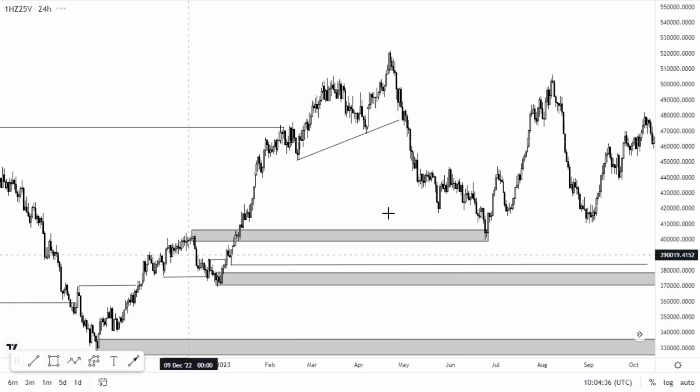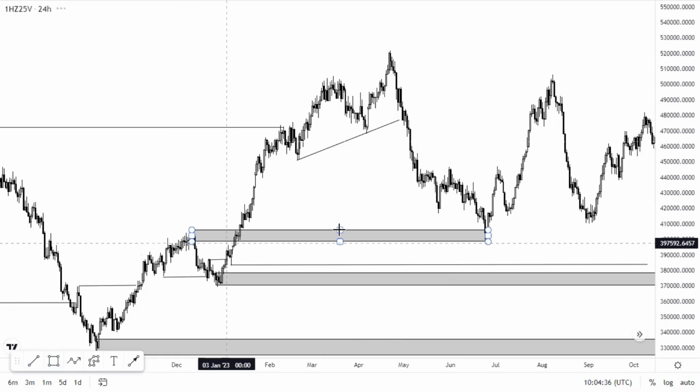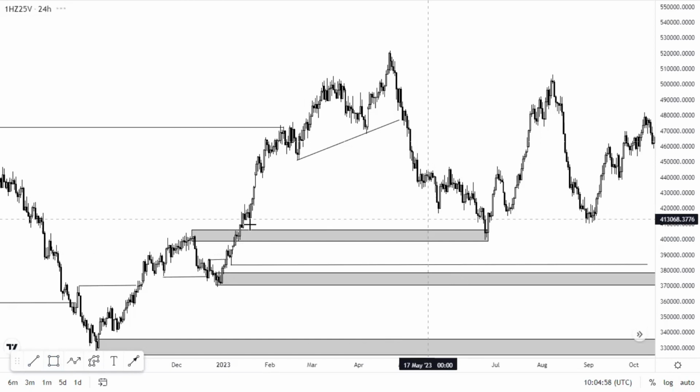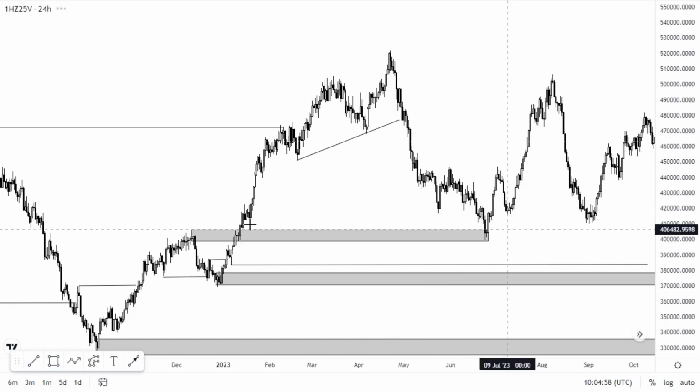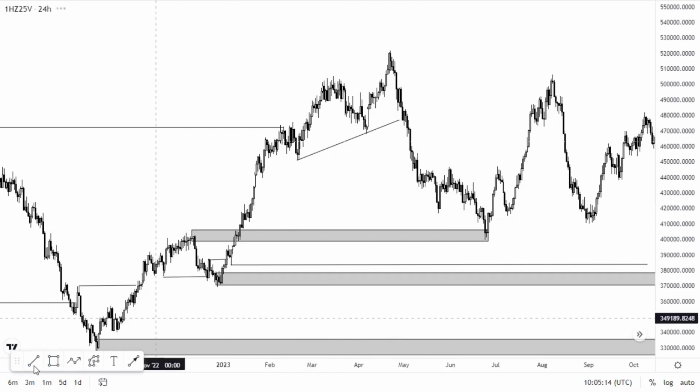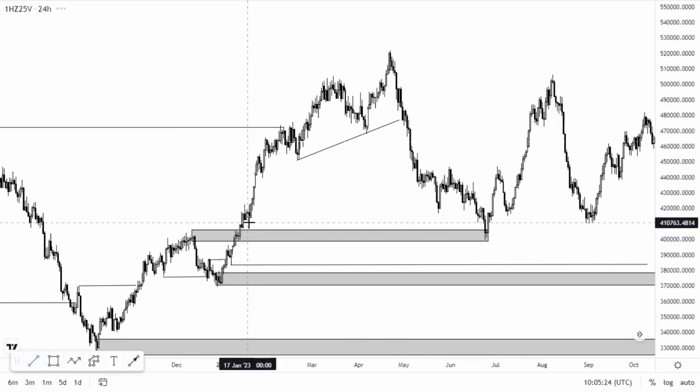So I'm marking out my breaker block. I'm marking out the breaker block, and then it is in alignment with this particular POI here. It is in alignment with this point of interest, okay, which is the demand candle. So I'm just going to mark it out that way, and then I'm going to see the reaction at each part. Then this is going to be my inducement for that secondary point of interest. This low is going to be my inducement for secondary point of interest.